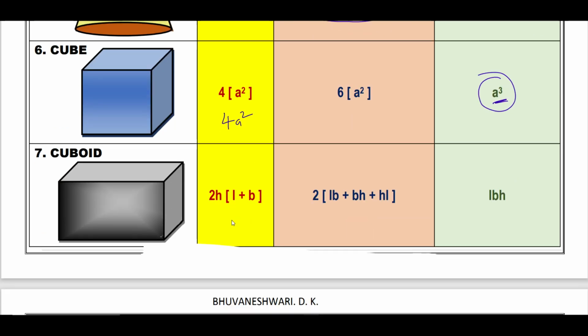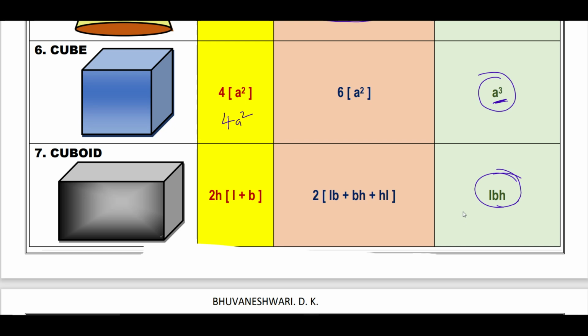Cuboid, CSA of cuboid is 2h into L plus B. TSA of cuboid is 2 into LB plus BH plus LH. And volume of cuboid is L into B into H, that is length into breadth into height.